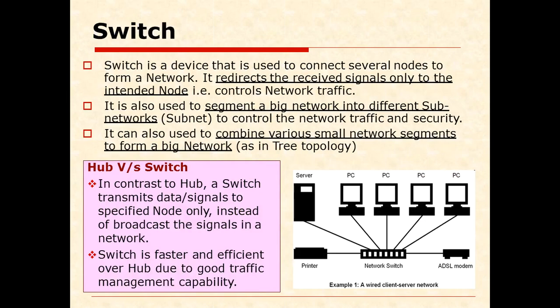It is also used to segment a big network into different sub networks. So the switch will divide your network into small networks for controlling the network traffic and security. It can also be used to combine various small network segments to form a big network. So here dividing and combining, these two functions are used in switch. For example, tree topology, a topic that we will discuss later.